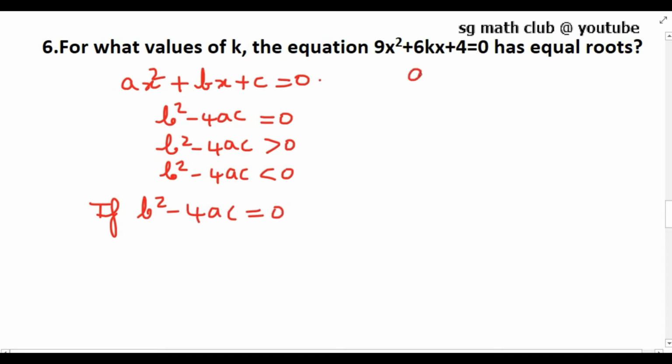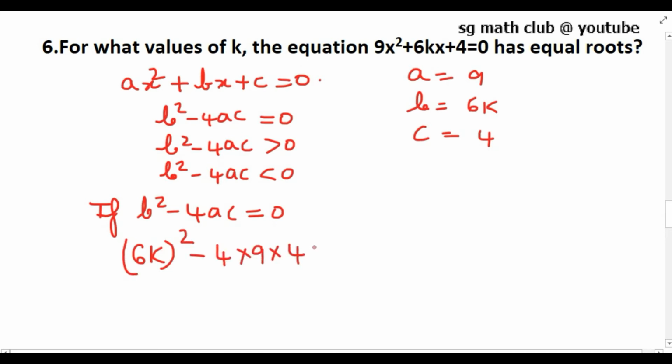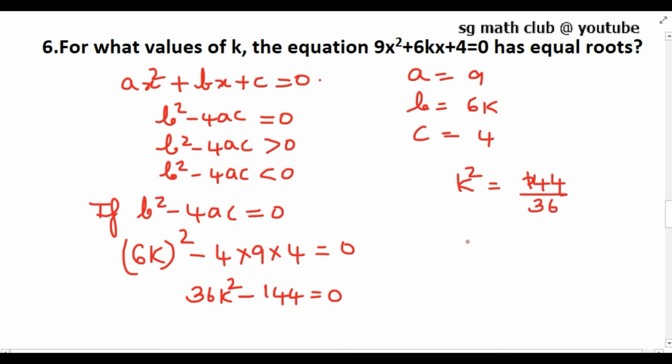Comparing the coefficients, I can say that a is 9, b is 6k and c is 4. Now we will substitute in this formula. 6k the whole square minus 4 into 9 into 4 is equal to 0. So 36k square minus 144 equal to 0. Again we can simplify this. k square is equal to 144 divided by 36, or k is equal to square root of 144 by 36.